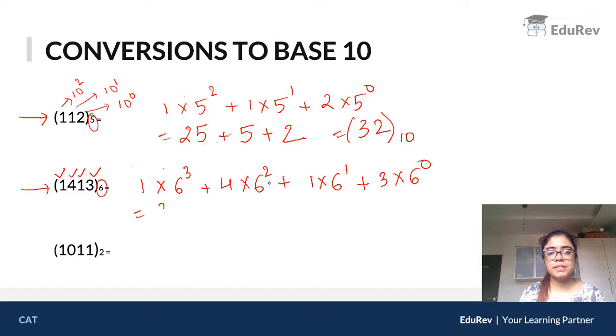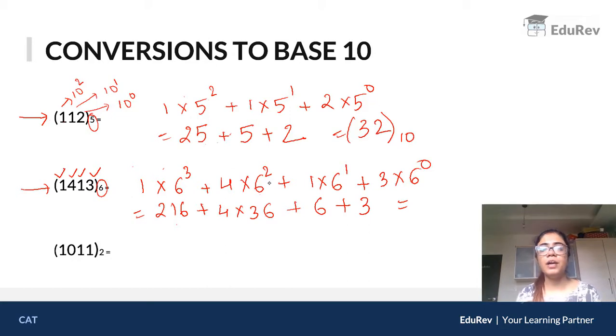So this will be 6 cube, 216. This will be 4 into 36. This will be 1 into 6 is 6, and this will be 3. So this will be 216 plus 144 plus 6 plus 3. If I add all these numbers, it will come out to be 369. So this is 369 to the base 10. So 1413 to the base 6 is 369 to the base 10.